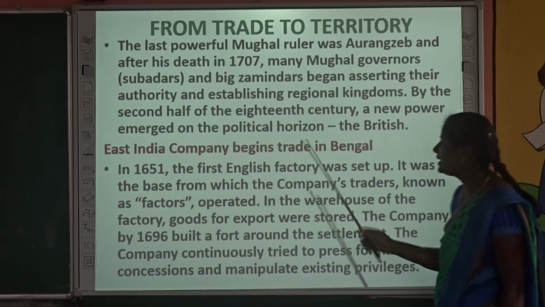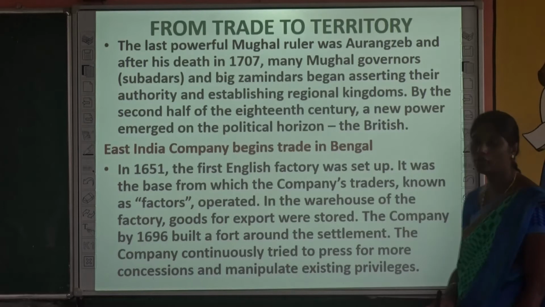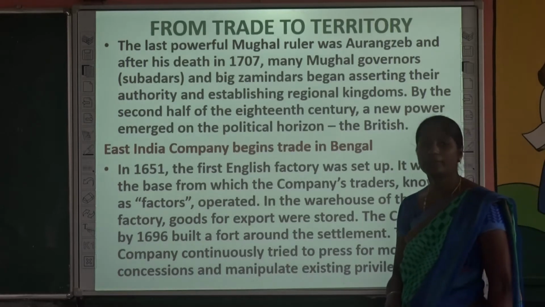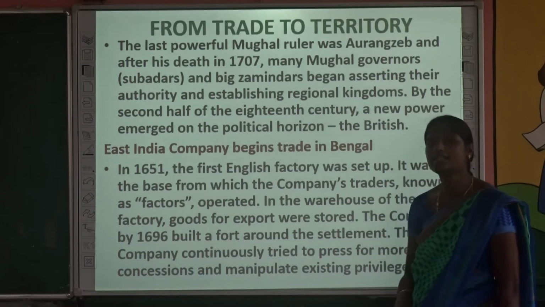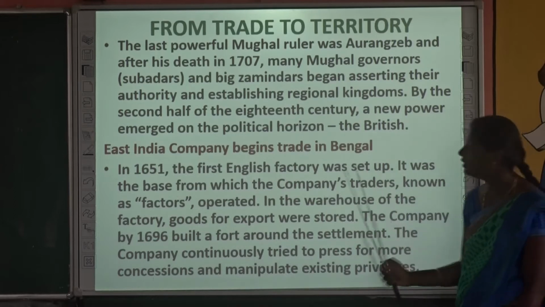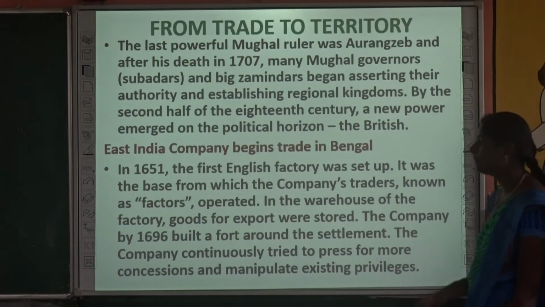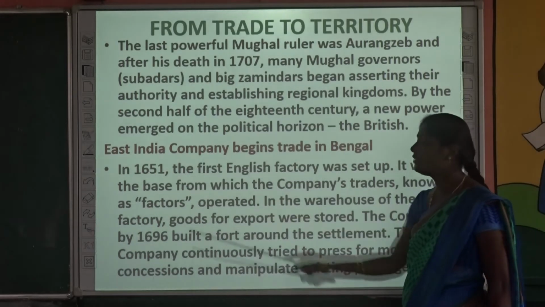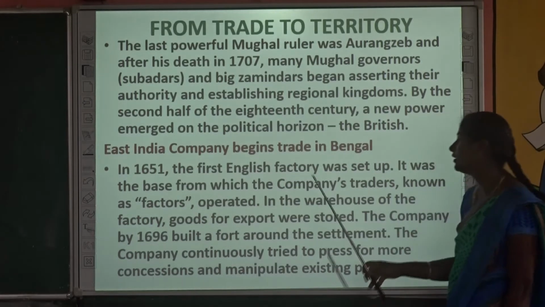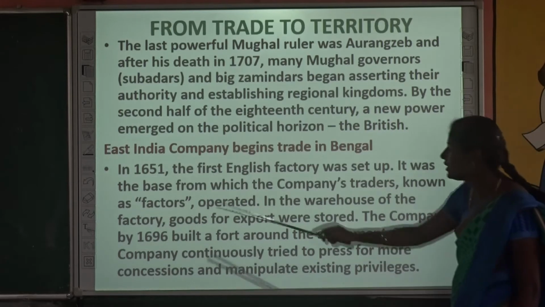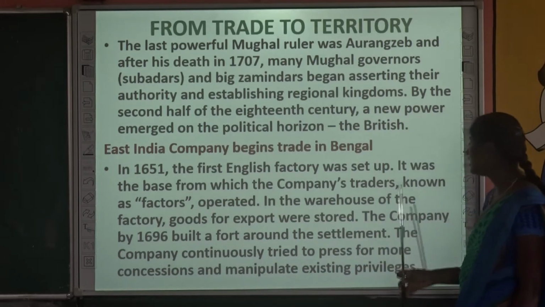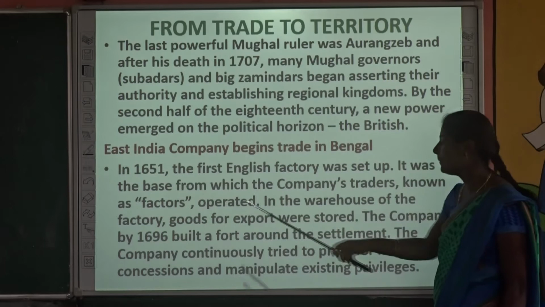And East India Company begins trade in Bengal. So the East India Company from Europe came to India and started trading in Bengal. In 1651, the first English factory was set up. It was the base from which the company's traders, known as factors, operated.